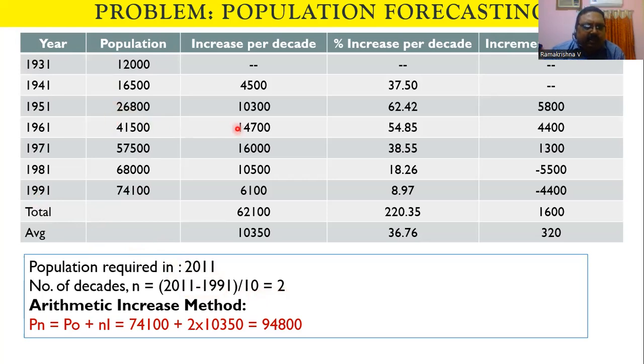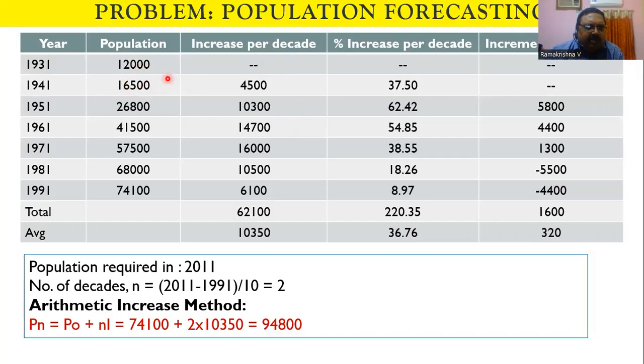To calculate this, first of all, we will make a table. We take increase of population per decade, percentage increase per decade, and incremental increase. All these values we are going to put in the same table, so that we'll save time to understand three different methods in one particular example. In the third column, increase per decade, we'll consider the population data and take the increase.